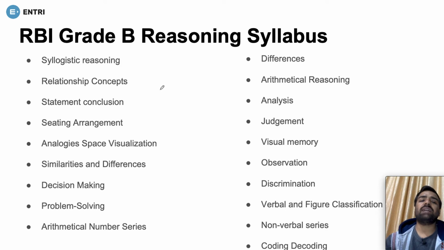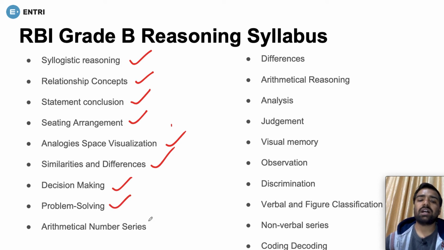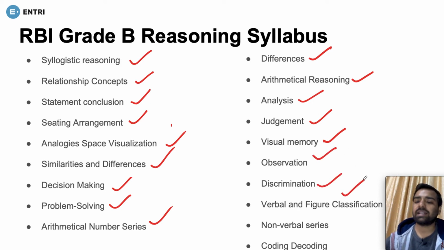So if we talk about the RBI Grade B's reasoning syllabus, then it consists of syllogisms, relationship concepts, statement conclusion, seating arrangement, analogies, space visualization, similarities and differences, decision making, problem solving, arithmetical number series. Apart from that, differences, arithmetical reasoning, analysis, judgment, visual memory, observation, discrimination, verbal and figure classification, non-verbal series and coding decoding. So this is the syllabus which is included in the reasoning part.